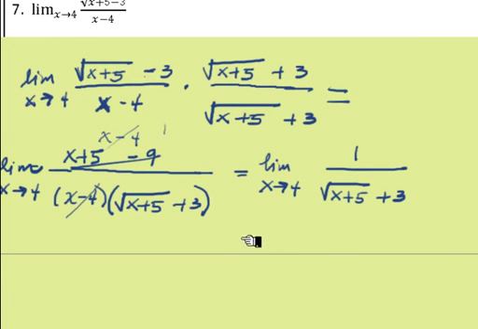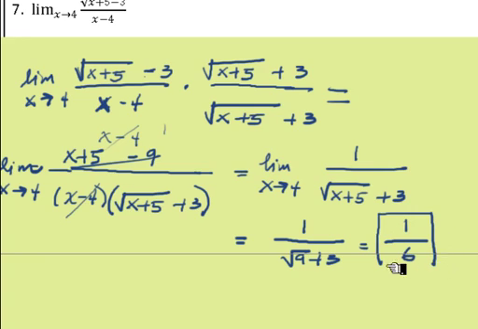So let's do that. Okay, so that's equal to, now we're actually taking the limit, so I dropped this limit notation. Okay, so this is substituting in 4. We have 1 over square root of 9 plus 3. That's 3 plus 3, or 1 over 6. So the limit is 1 over 6.